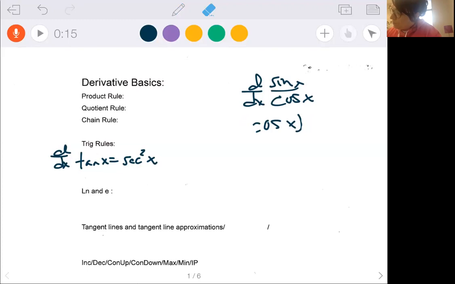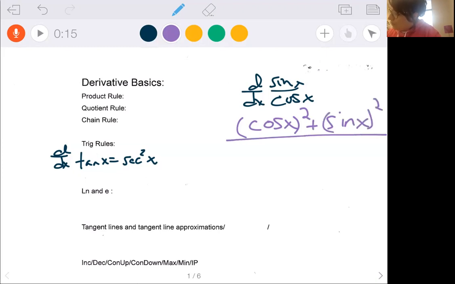So low, d high, derivative of sine is cosine, minus high, d low. The derivative of cosine is negative sine, so that's going to become plus sine squared. Draw a line and square below. Now cosine squared plus sine squared is 1. And 1 over cosine squared is secant squared.